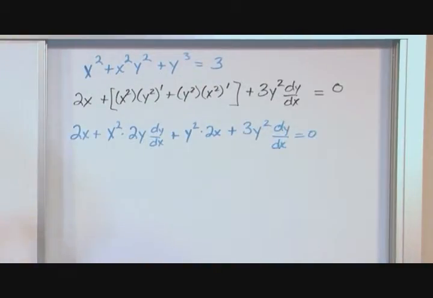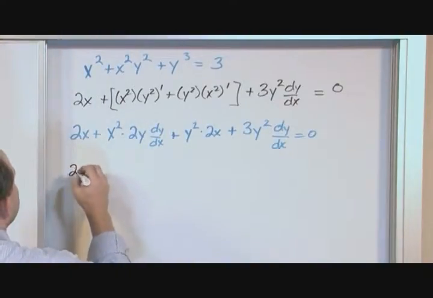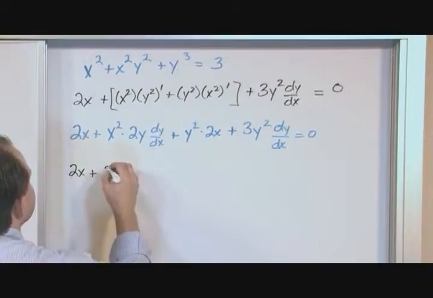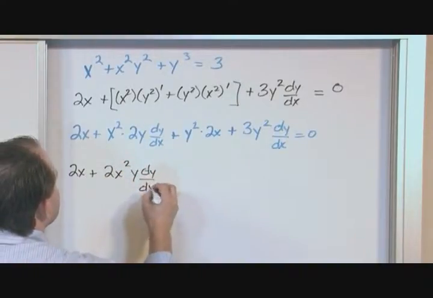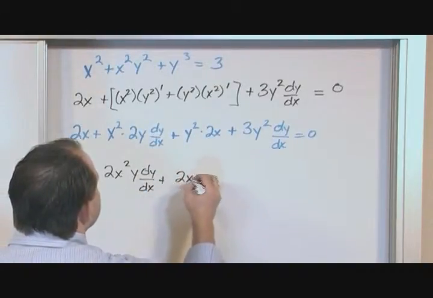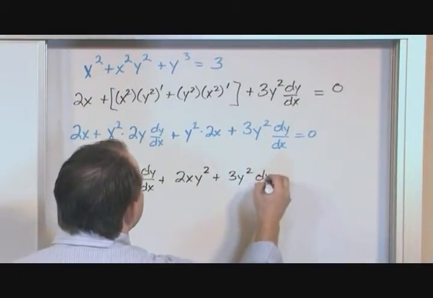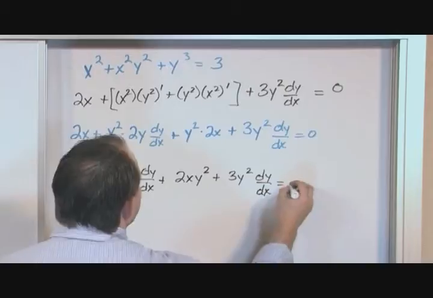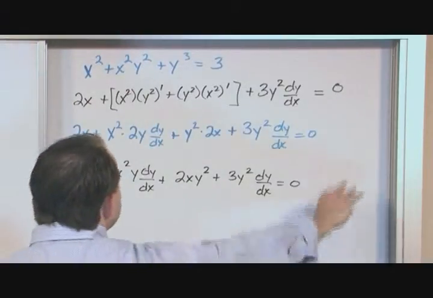So let's tidy this up and figure out what we have. We have 2x plus 2x squared y dy/dx plus 2xy squared plus 3y squared dy/dx. Now ultimately what we want to do is solve for dy/dx. So what we need to do is move all of the terms that don't involve a derivative over to the right-hand side.